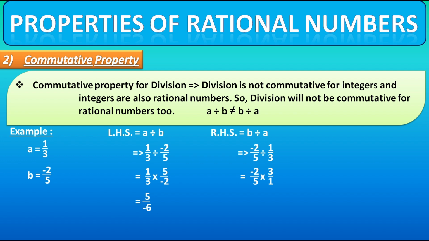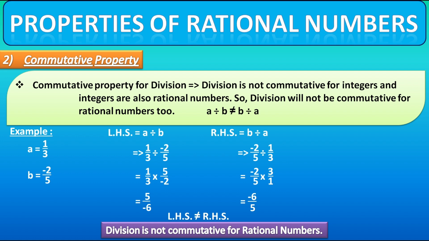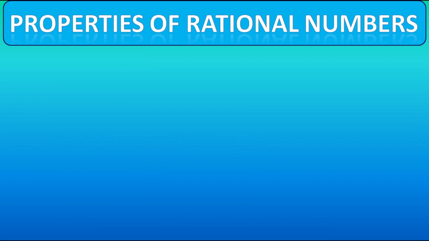So I got the answer as minus 2 3s are minus 6 upon 5 1s are 5. Actually, the digits are the same but they are reciprocals of each other. That's why we can say that LHS is not equal to RHS. Therefore, division is not commutative for rational numbers. Okay, now let's move to the next property, that is the associative property.